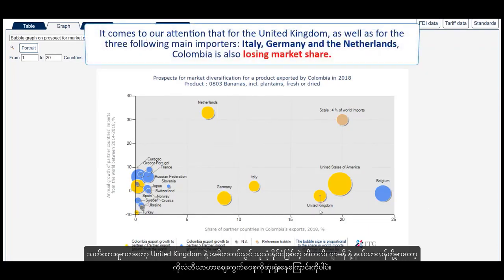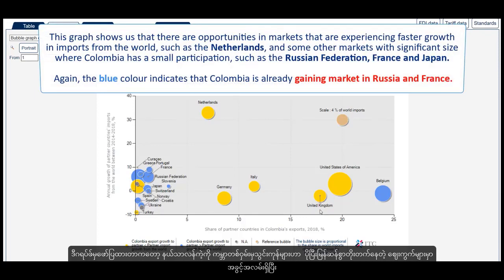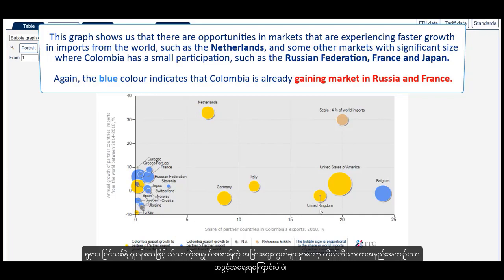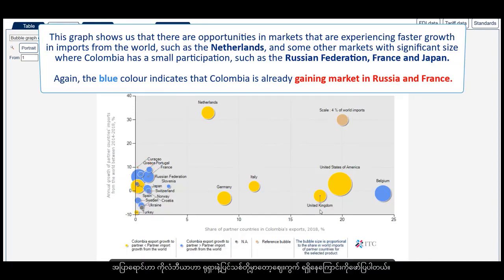It comes to our attention that for the United Kingdom, as well as for the three following main importers, Italy, Germany and the Netherlands, Colombia is also losing market share. This graph shows us that there are opportunities in markets that are experiencing faster growth in imports from the world, such as the Netherlands, and some other markets with significant size where Colombia has a small participation, such as the Russian Federation, France and Japan. Again, the blue color indicates that Colombia is already gaining market in Russia and France.